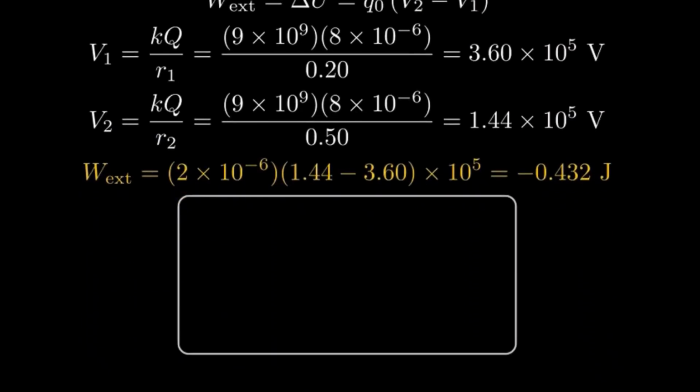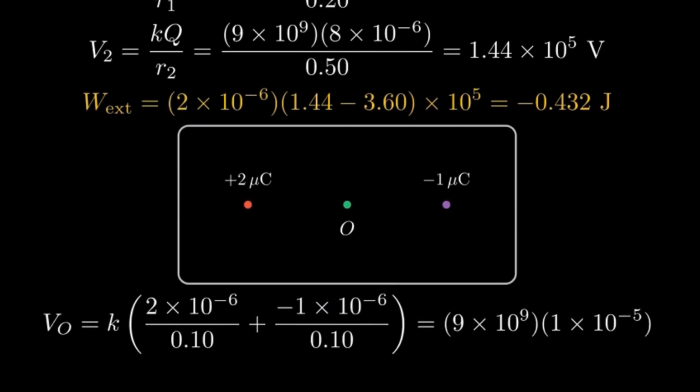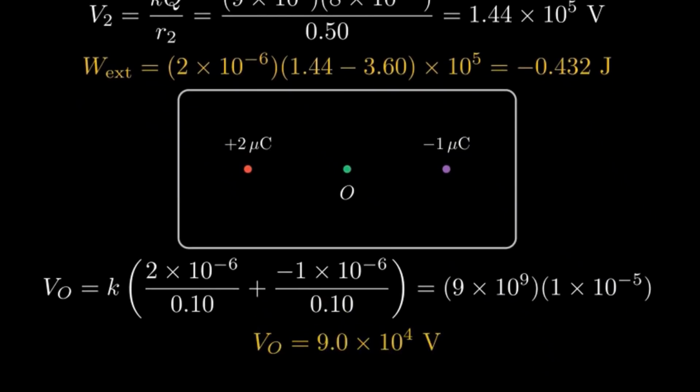Problem 6. Two charges are placed on the x-axis at plus and minus 0.1 meters. Q1 is plus 2 microcoulomb at negative 0.1, and Q2 is minus 1 microcoulomb at plus 0.1. Find the potential at the origin. We show both charges and the origin. Potential superposes. V equals K times Q1 over R1 plus Q2 over R2. Each distance is 0.1 meter. The net is K times 1 times 10 to the minus 5, which is 90,000 volts.